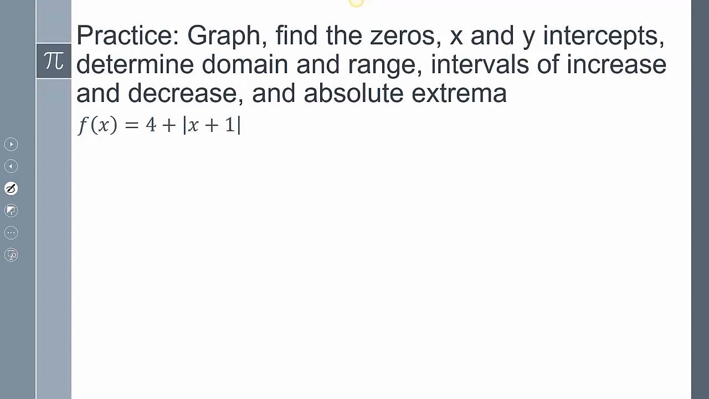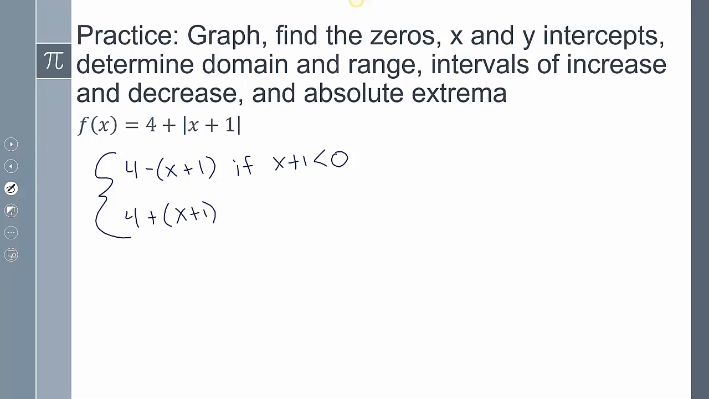And this last one, 4 plus the absolute value of x plus 1. The same idea here. Whatever is inside my absolute value, negative of it, if whatever is inside my absolute value is less than 0. And then whatever is inside my absolute value, everything else stays the same if whatever is inside my absolute value is greater than or equal to 0. And then you'd go through and you'd simplify and you'd combine those together.